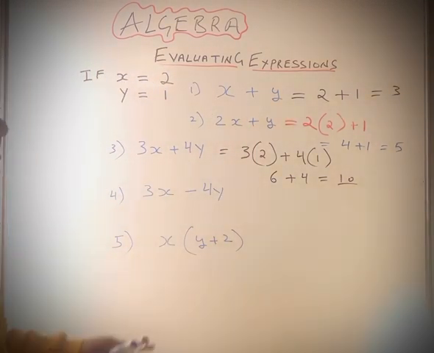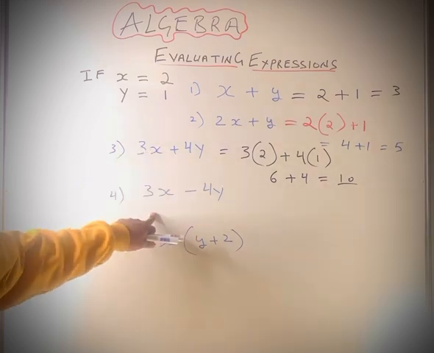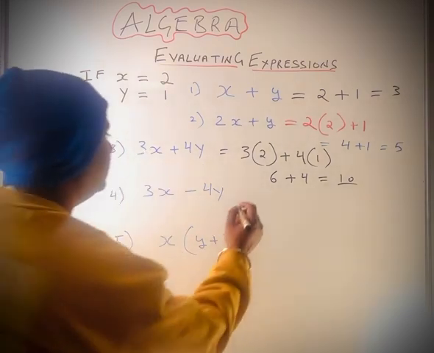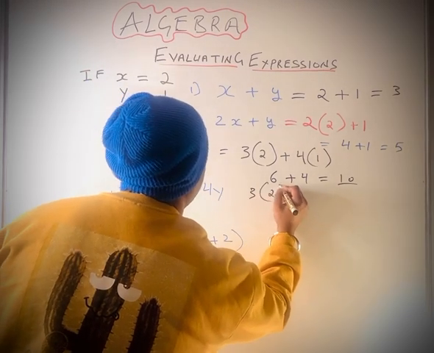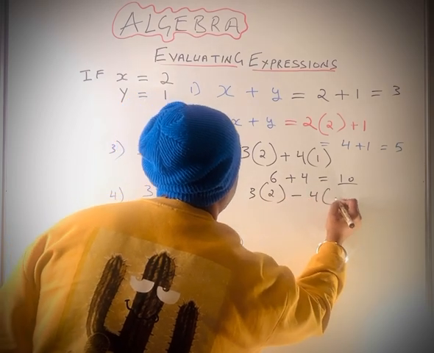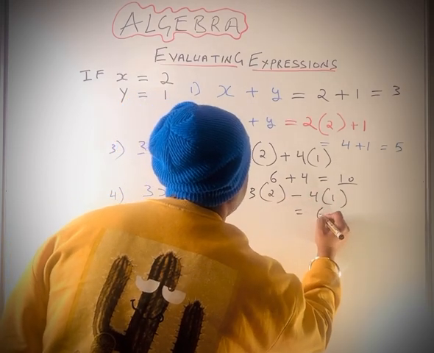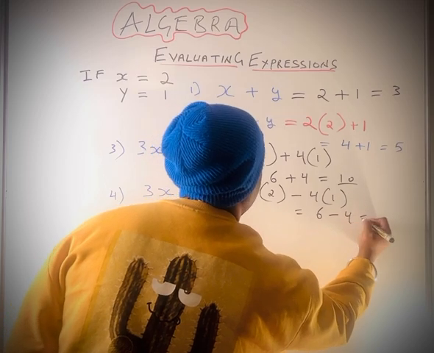Let's do one more. Let's say you have exactly the same question. In this case you have 3 times 2 minus 4 times 1, that will be 6 minus 4, that will give me 2.